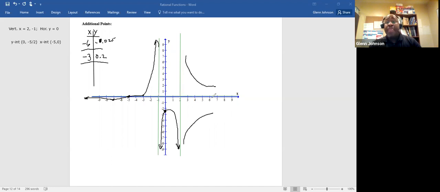So we'll choose an x value, anything greater than 2. We can choose, say, x = 4. Plug that into the function. If we let x = 4, we'll get a y value of 0.9.